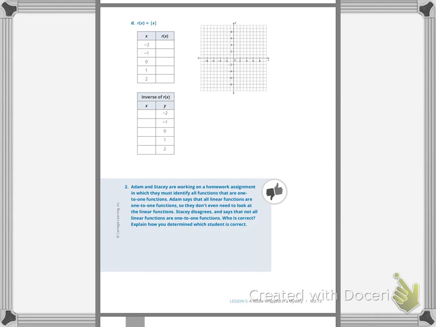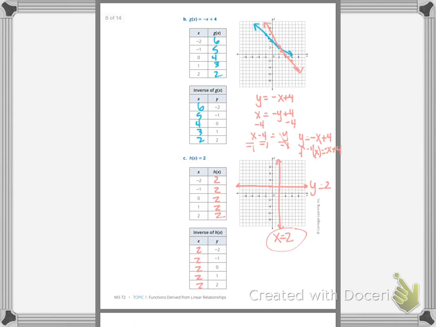Okay, so we get 2, 1, 0, 1, 2, because we're taking the absolute value. So -2, 2, -1, 1. Ooh, this passed my vertical line test. It is a function. This one does not pass my vertical line test. It is not a function. If I did a vertical line right on top of this, it would cross lots of times. Okay, so this would not be a one-to-one. Its inverse would not be a one-to-one function.